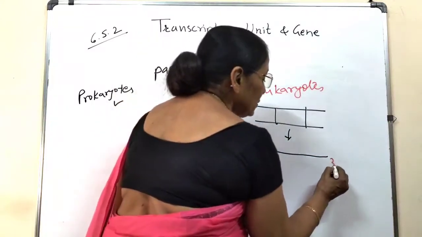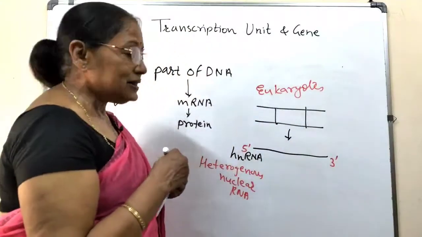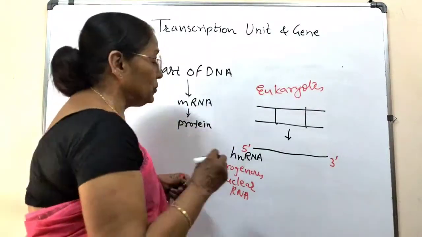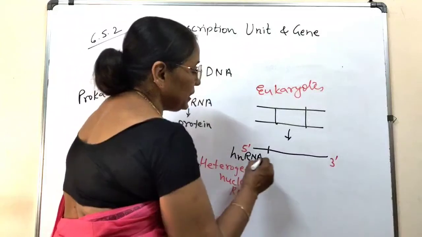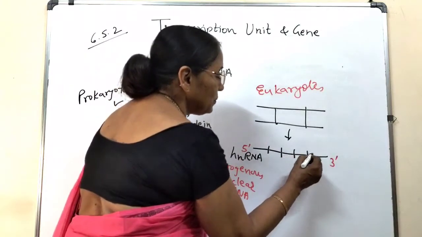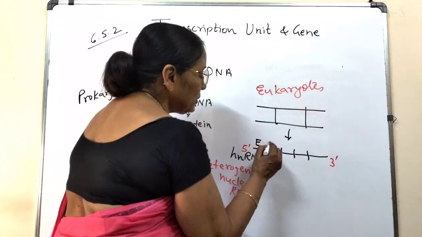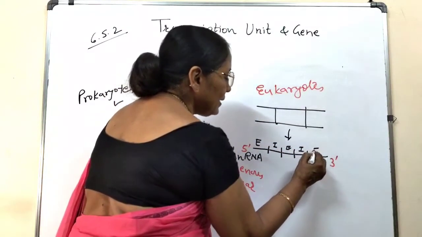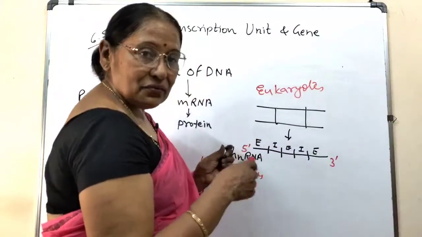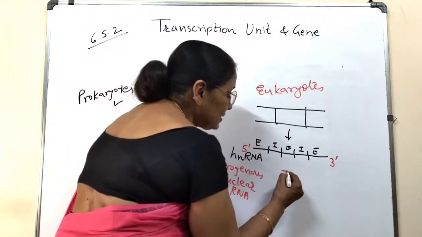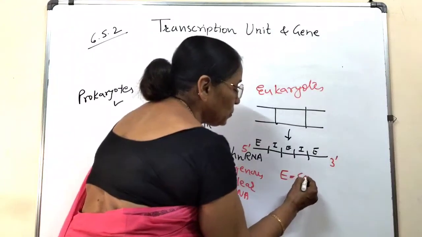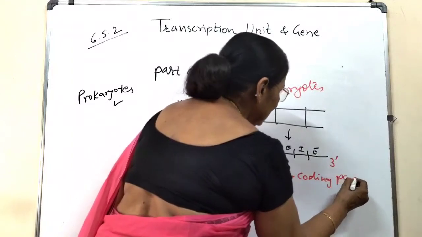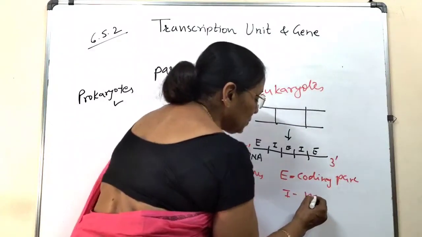This one is not functional because this RNA has coding as well as non-coding parts. Suppose this part is coding, this is non-coding, coding, non-coding, again coding. So let me write it E, I, and E. What does this E stand for? This E is the coding part and this I is the non-coding part.